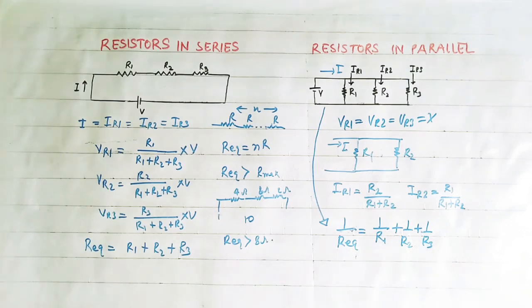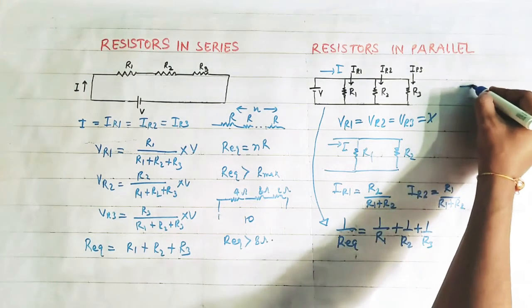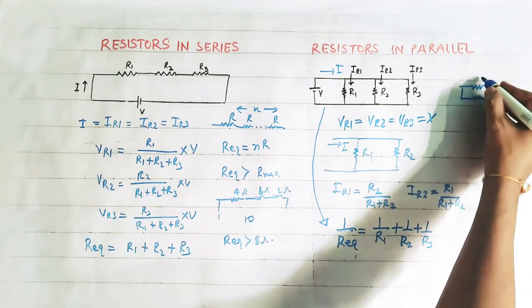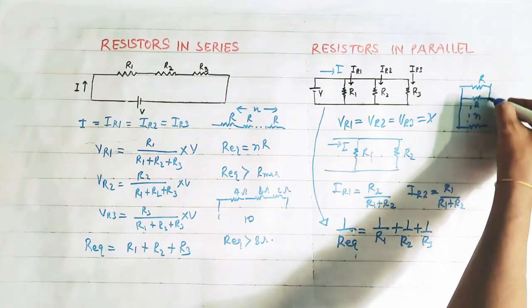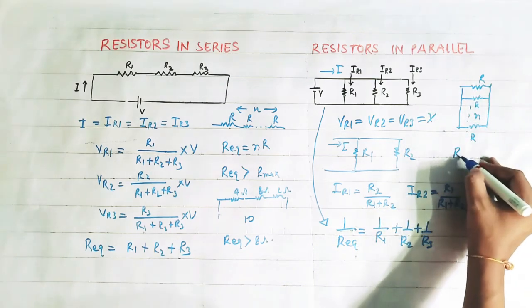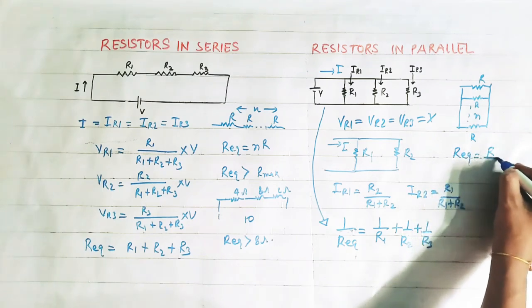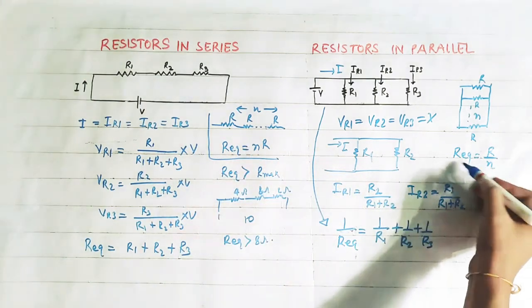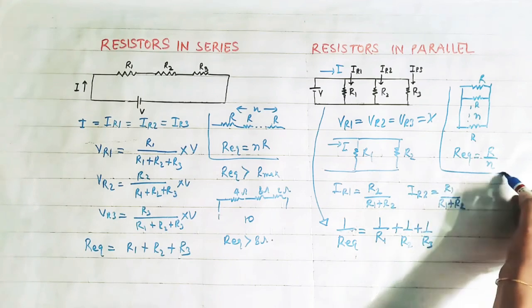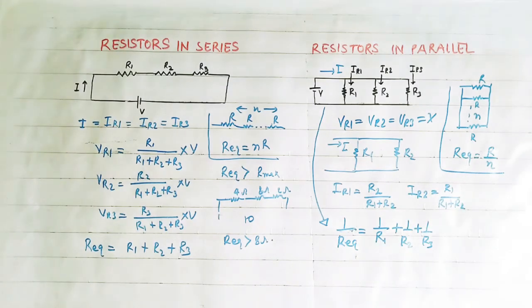Here I tell you one more important concept. Suppose n number of resistors having the same resistance R are connected in parallel. Then in that case the equivalent resistance is equal to R by n. In series the equivalent resistance was nR, and here the equivalent resistance is R by n. This is another concept. And one more important point is that the equivalent resistance is less than the smallest resistance in the circuit.